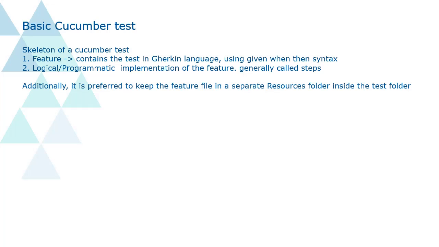So before we move on to write our first test case, let's understand the structure of a Cucumber test. A typical Cucumber test consists of two parts. First, the feature, which is written in a human readable language, namely Gherkin, using given, when, then syntax. We'll get into the details of it later. Next is the logical implementation of this feature file. Additionally, it is generally preferred that we keep these feature files in a separate resource folder in our test folder, right? We'll get to this practically now.